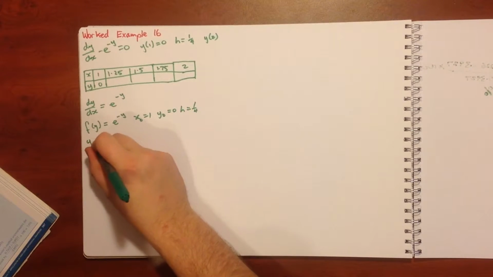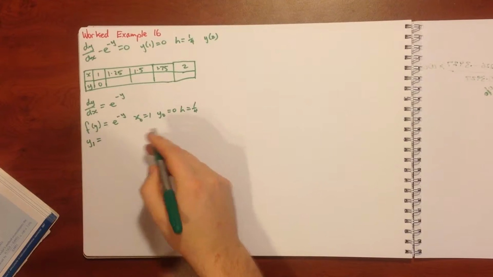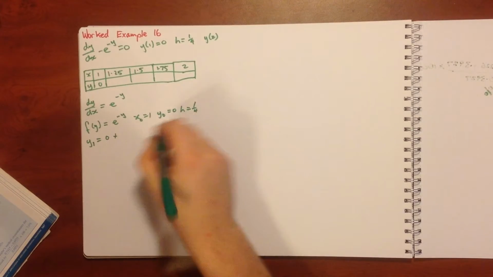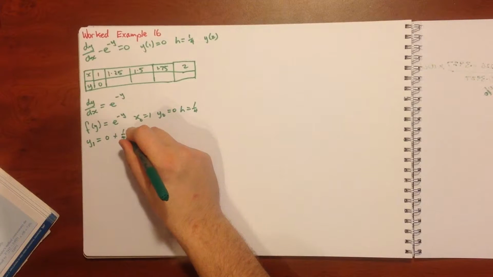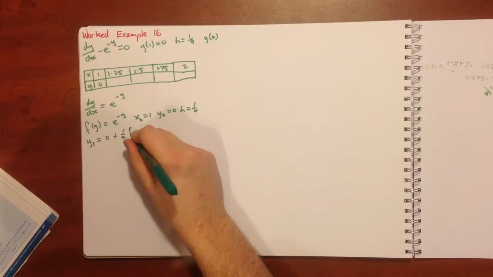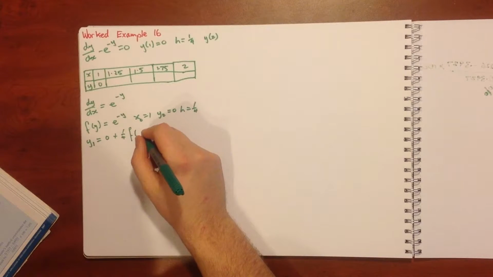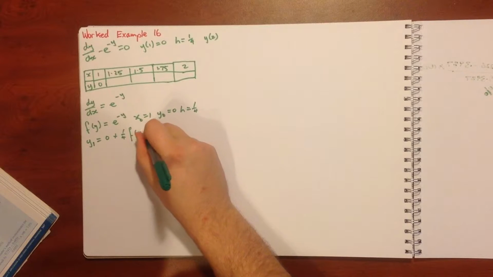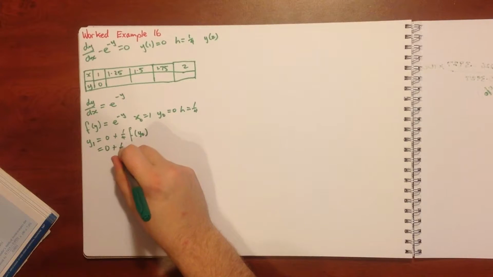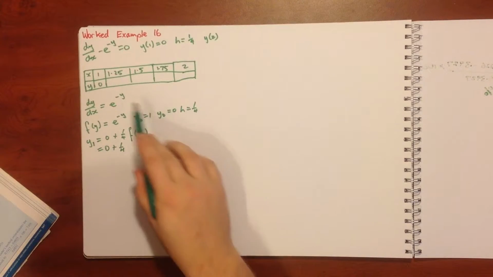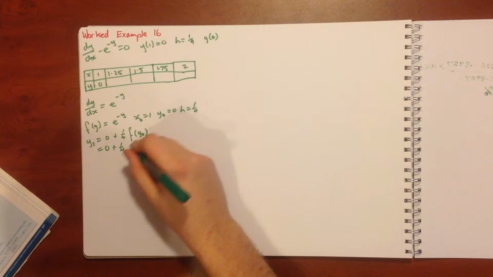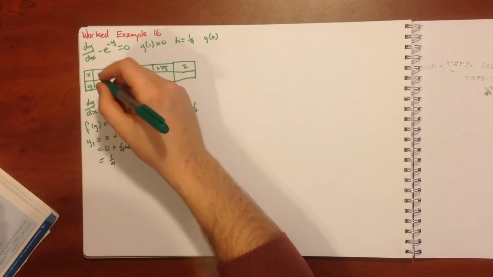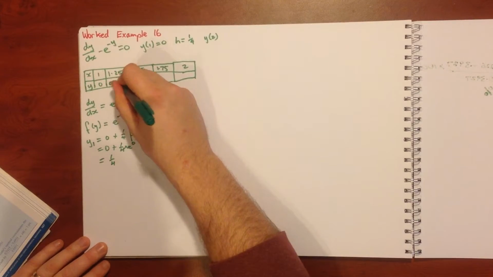So again, our y1 is going to be our y naught, which is 0, plus our h, which is a quarter, times f of y naught. When we put 0 into here, we get e to the 0, which is 1. So we get a y1 value of a quarter, or 0.25.